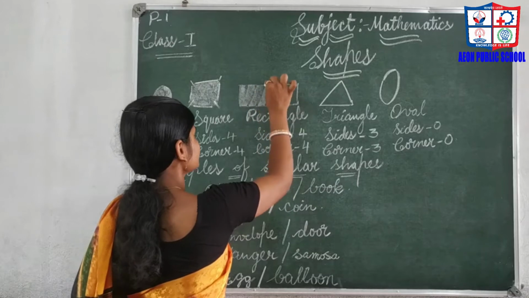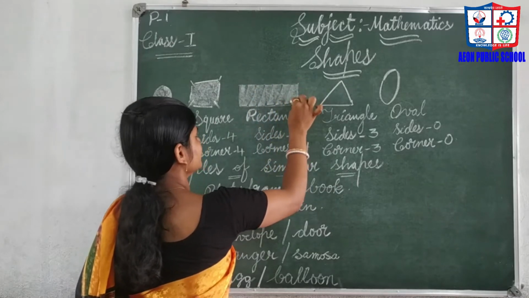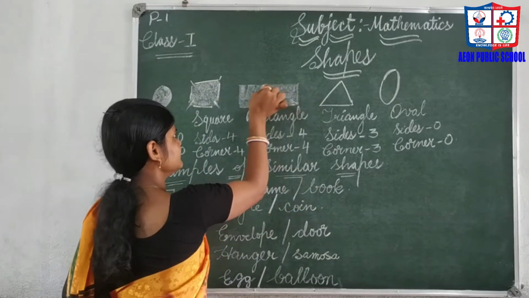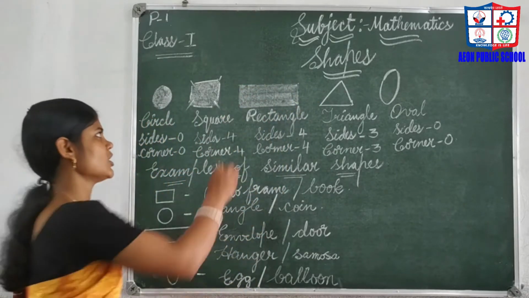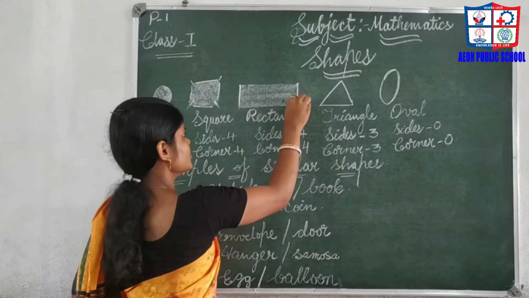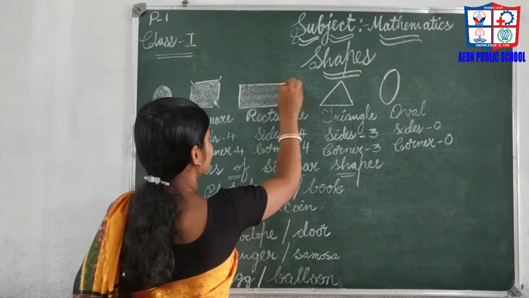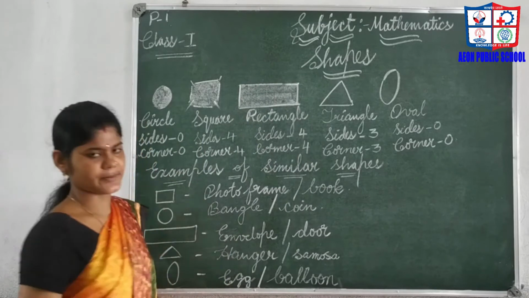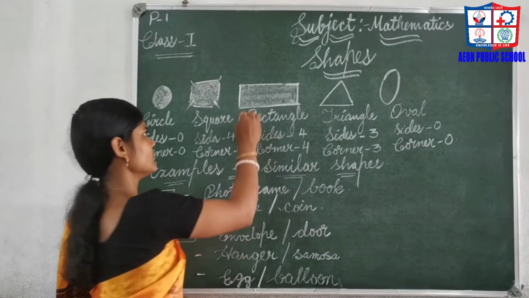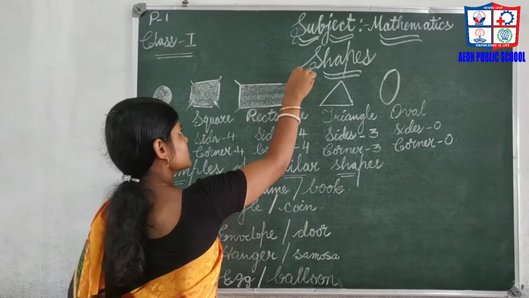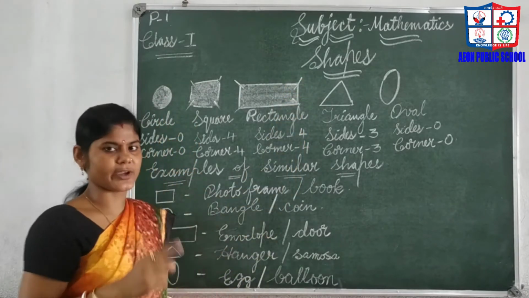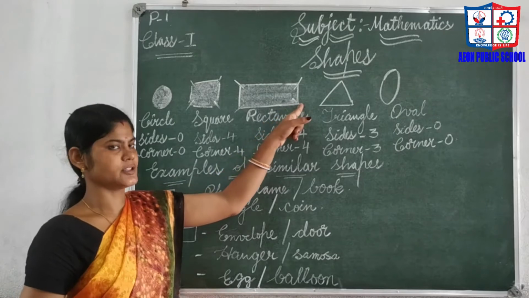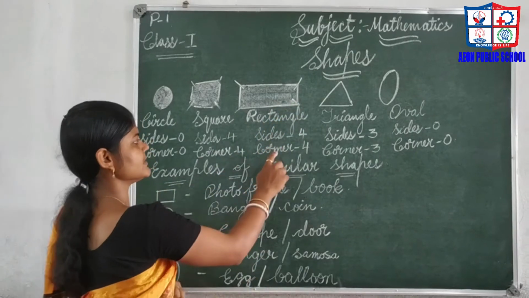Next shape is rectangle. Is it rectangle? See here, rectangle. So here the sides are how many? 1, 2, 3, 4. 4 sides. Here sides are 4 and corners are also 4. These are the corners where 2 edges meet at a point. That point is called a corner. So this is the corner. So 4 sides and 4 corners.